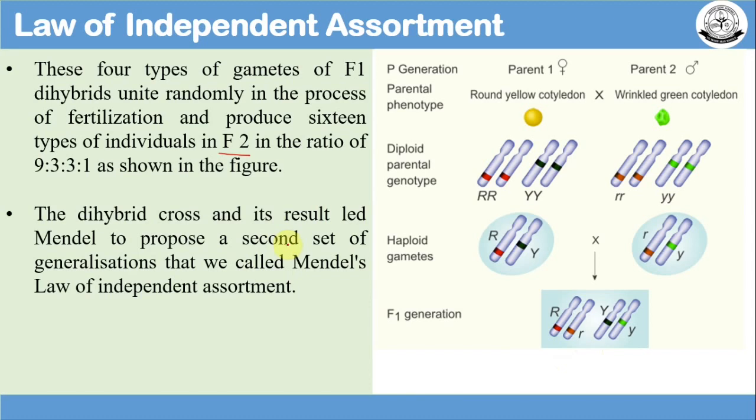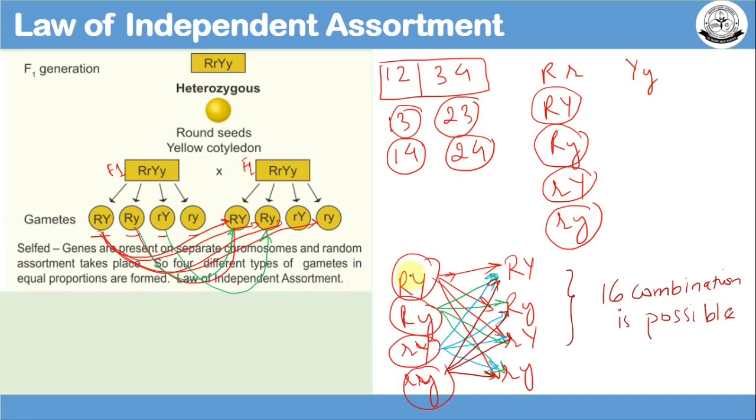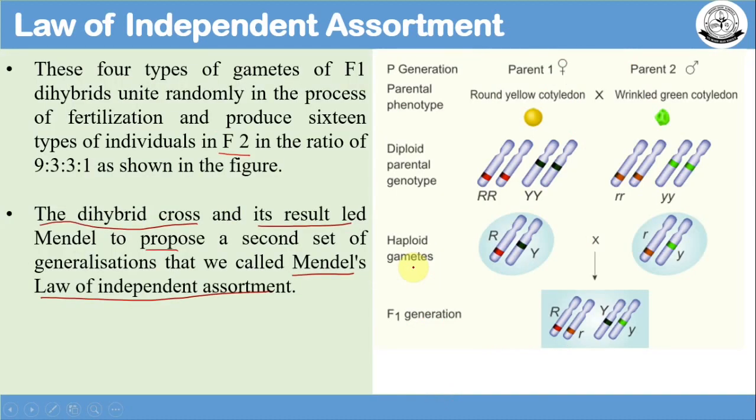Okay, so as I told you in that last slide, the dihybrid cross and its result led Mendel to propose the second law of generalization. It's called Mendel's law of independent assortment. Each gamete is independent to combine with the other gamete, so they are independently assorted, right?